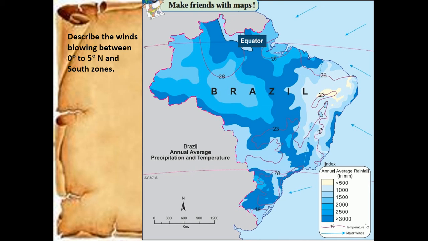Describe the winds blowing between 0 degrees to 5 degrees north and south zones. Now once again you look up, the equator you have, that's the low pressure area, and due to the rotation of the earth, the winds blow towards the center. So once again we have them blowing. The winds blowing between 0 to 5 degrees north zone will blow from the northeast towards the equator, and on the other hand the winds blowing between 0 degrees to 5 degrees south zone blow from the southeast direction towards the equator.